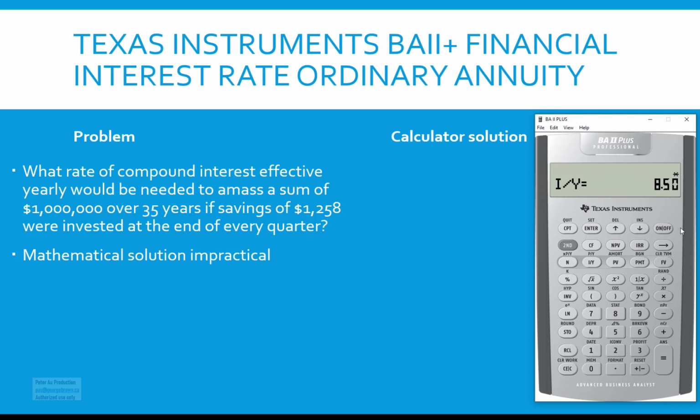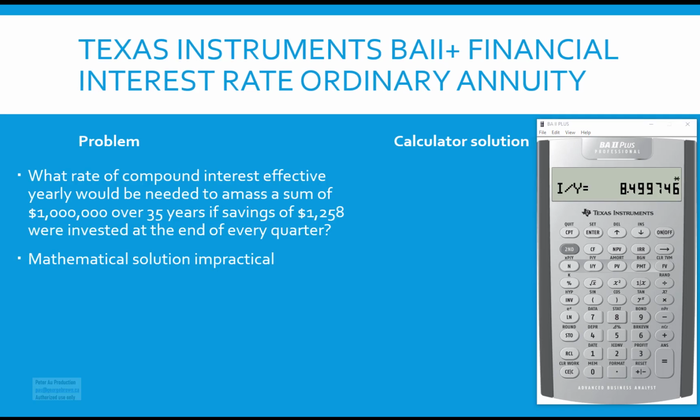If you want a more accurate solution, you can set the decimal places to whatever you desire by pressing second function, format, for example 6, and press enter. Leave this menu and then compute IY again. 8.499746% compounded yearly.